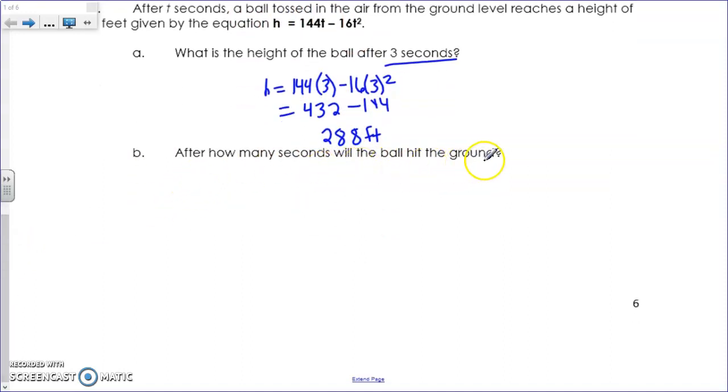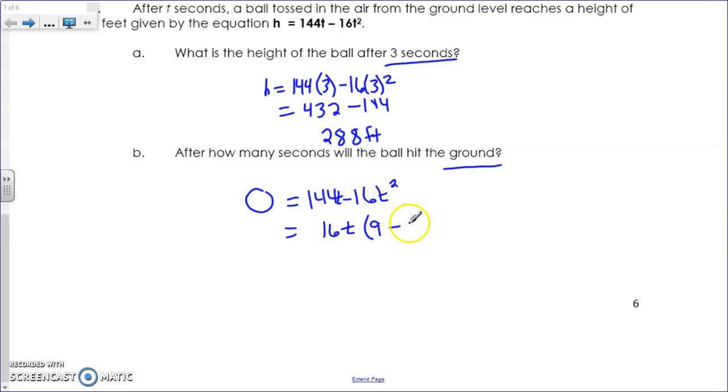After how many seconds will the ball hit the ground? So again, h is 0 here. So we're going to factor, and I'm going to take out a 16t. 16 goes into 144 9 times, 16 goes into 16 1 time with a t left over. So I have 16t equals 0, 9 minus t equals 0.